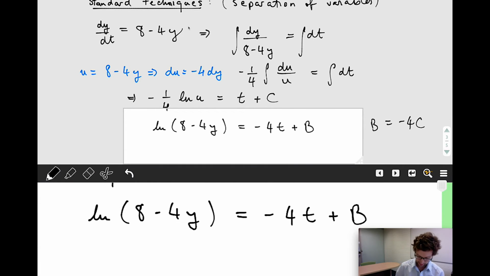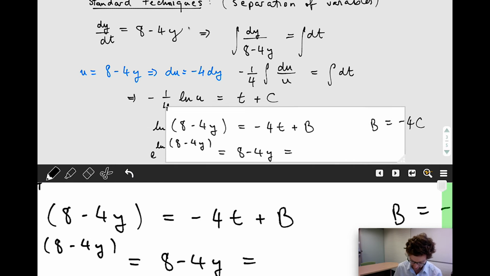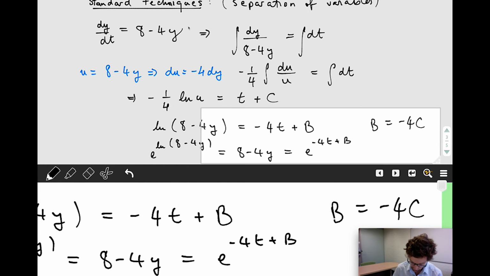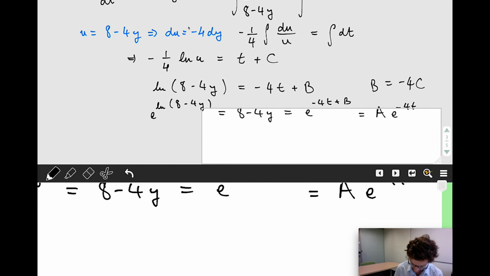Now I can take the exponential of both sides, so I get e to the power of natural logarithm of 8 minus 4y will be equal to 8 minus 4y. That's the left-hand side. And the exponential of the right-hand side will be e to the minus 4t plus b, which we can write as a e to the minus 4t. So there I've used the fact that a is equal to e to the b.